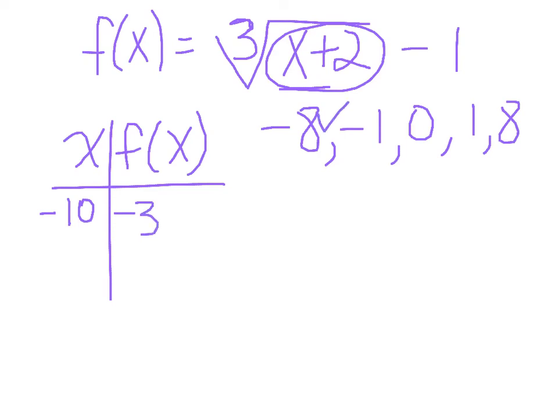The next point I'm aiming for is negative 1. I can substitute in a negative 3. When I evaluate, I get negative 1 underneath the radical. The cube root of negative 1 is negative 1. When I subtract 1, I get negative 2.